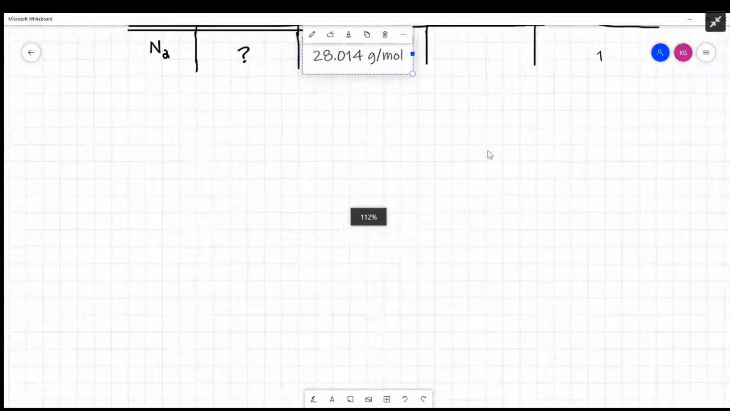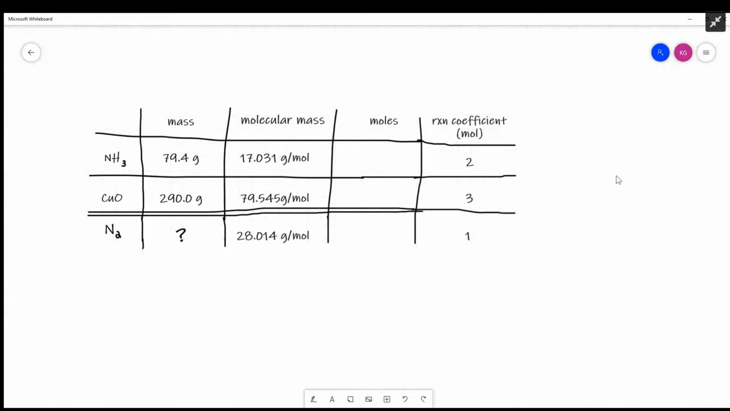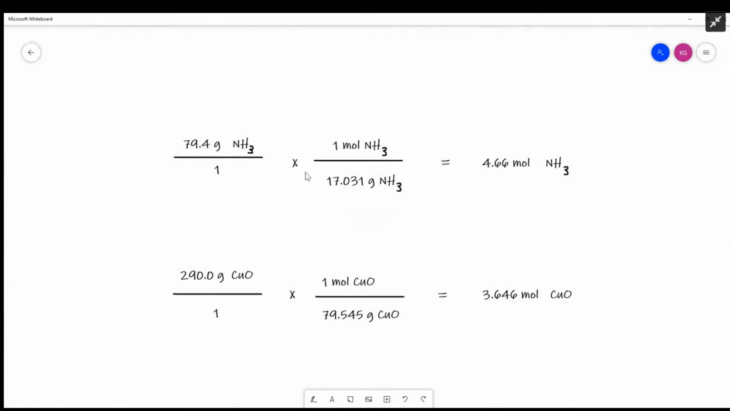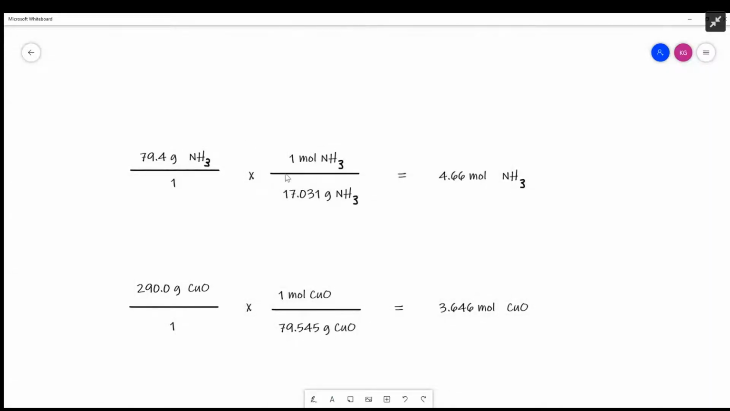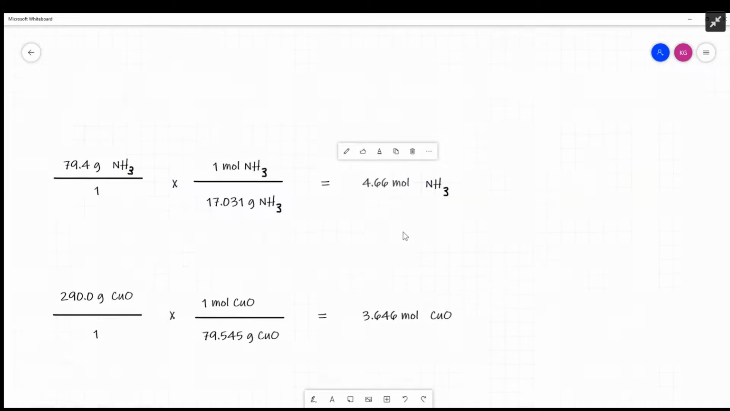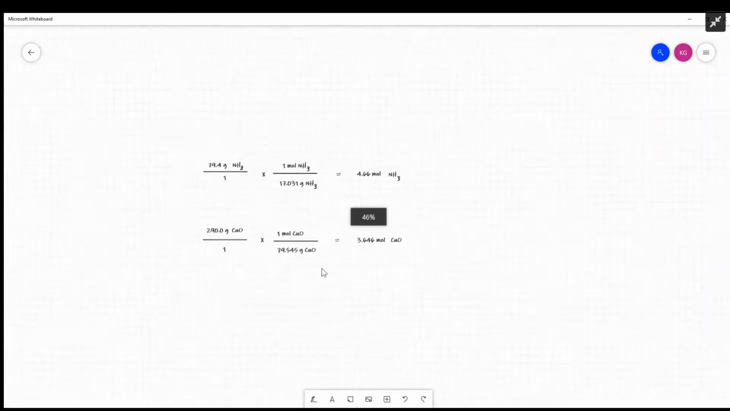All right. Now that we have the molecular masses of the ammonia and the CuO, we can use those as conversion factors to figure out the moles. So what we do is we take the mass and multiply it by the molecular mass conversion. Now, this is basically just 1, because 1 mole of ammonia is always going to equal 17.031 grams of ammonia. So when you're multiplying this, you're basically just multiplying by 1. And then you get your moles of ammonia and your moles of CuO. So then plug those in here.